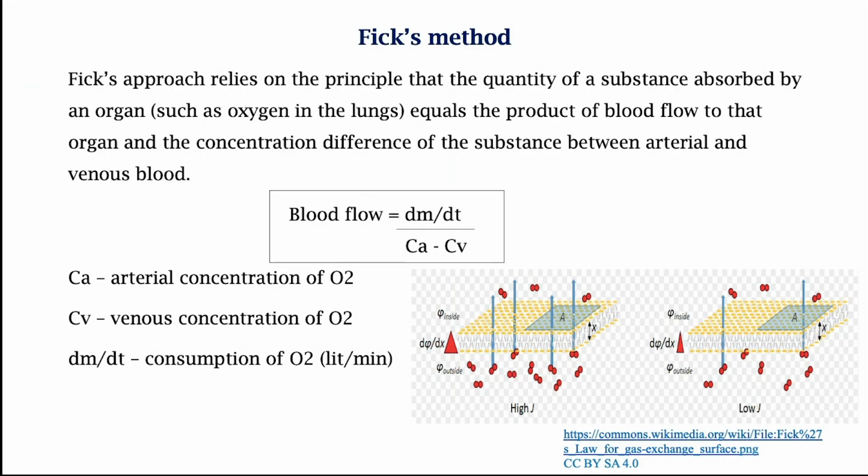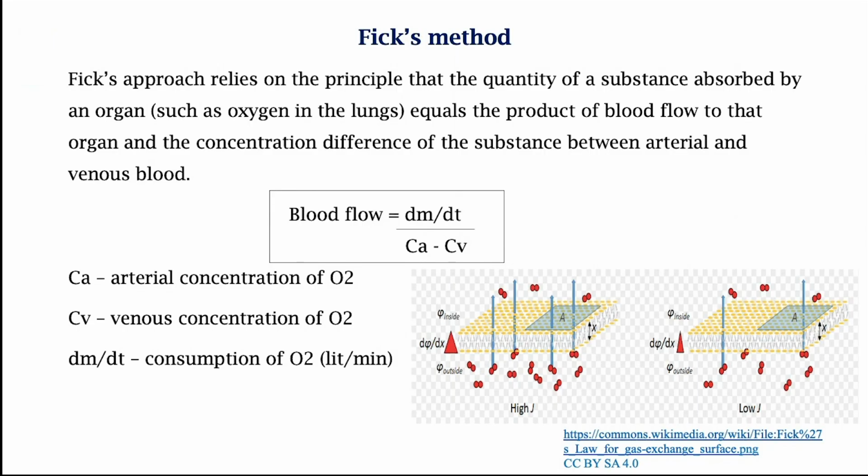So the quantity of the substance that is absorbed by an organ, such as oxygen in the lungs, essentially is a product of blood flow to the lungs times the concentration difference of that substance between the arterial and venous blood. Why is this true? Well, actually, it's a brilliant insight.